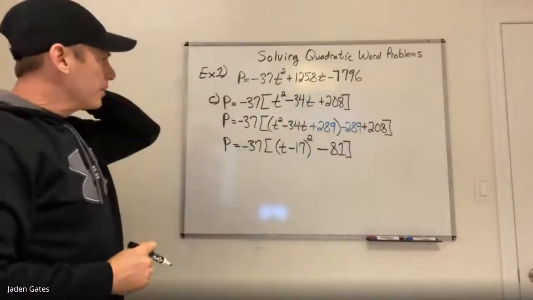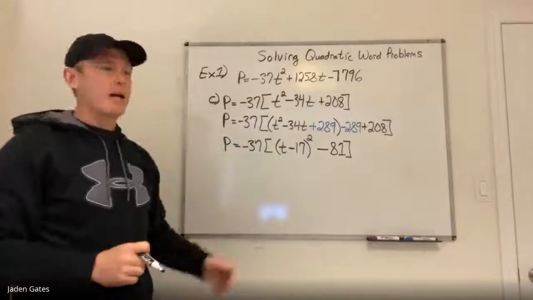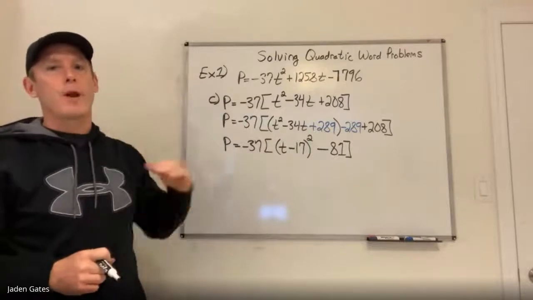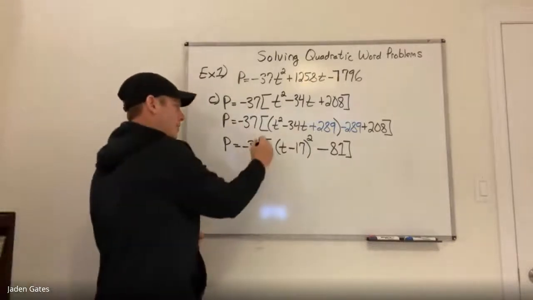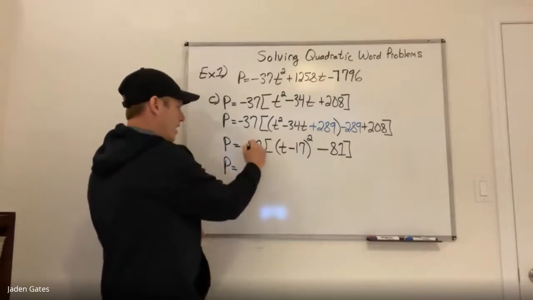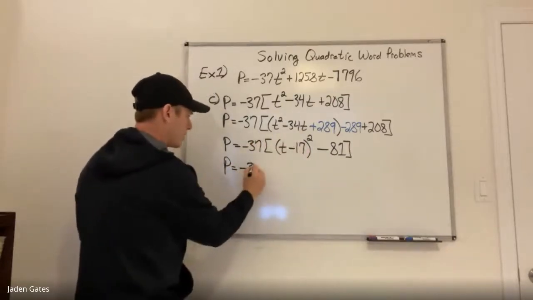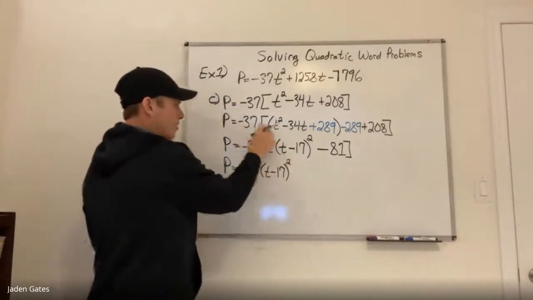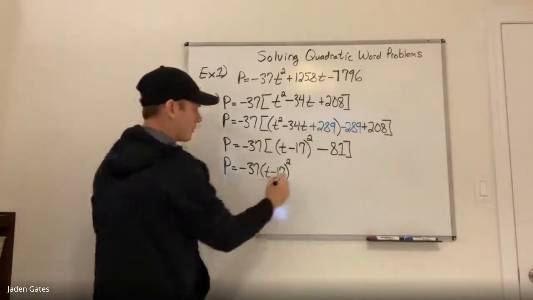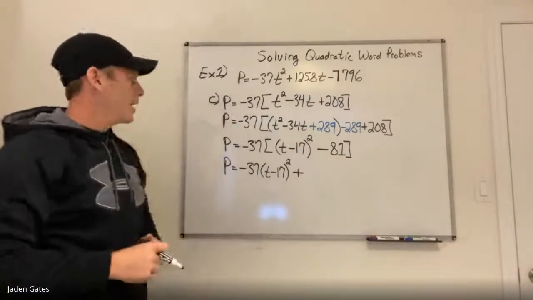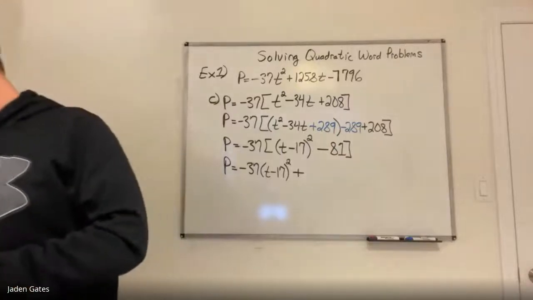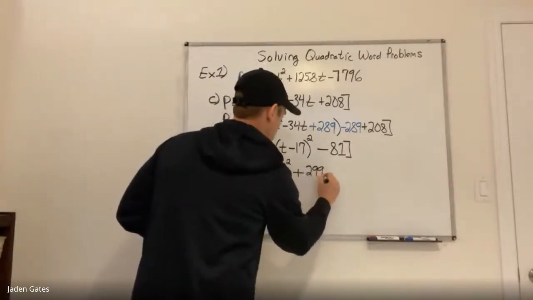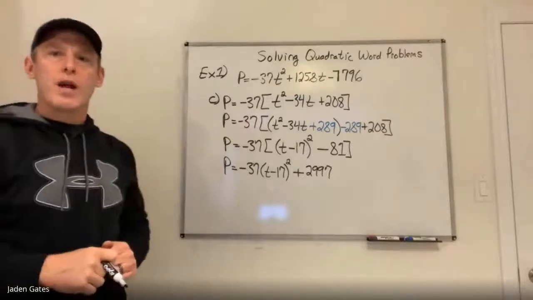All right, now we've completed the square. Now I'm going to put the minus 37 back. Again, to take the minus 37 out, I divided everything by minus 37. When I put it back, I'm going to multiply everything by minus 37. And so I get minus 37 times this binomial square here. And then I get minus 37 times negative 81. So minus times a minus is going to be a positive. And those are two big numbers. If I multiply those two, I get 2,997.